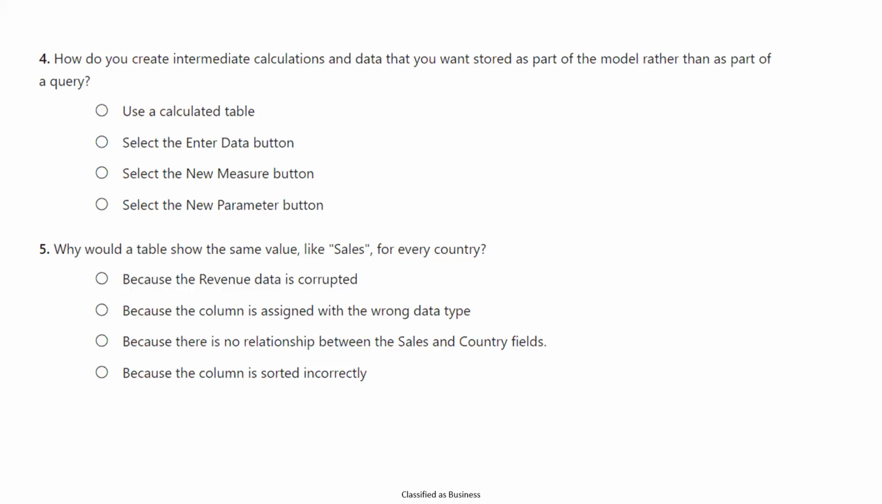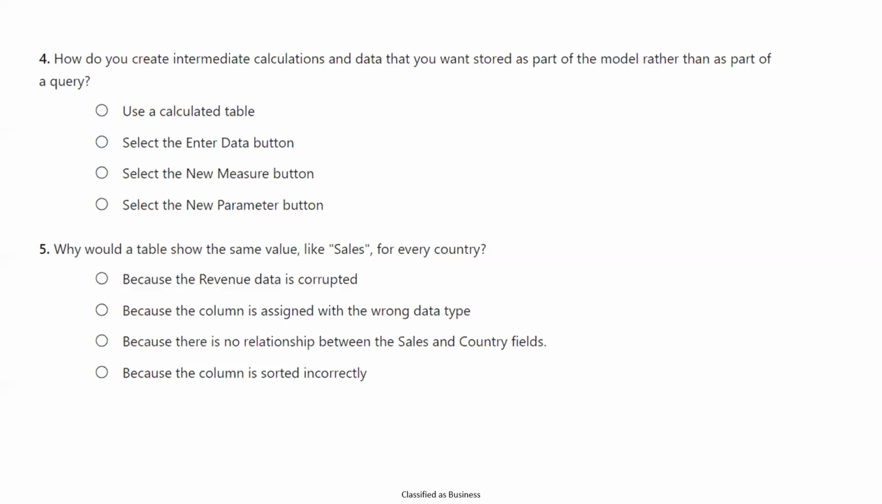How do you create intermediate calculation and data? Intermediate calculation in the sense, I've created one unique table there and data, and you want to store it as a part of a model. So the table will get stored as a part of the model, but you will not be able to see it in the Power Query editor. What is the option? Fourth one.